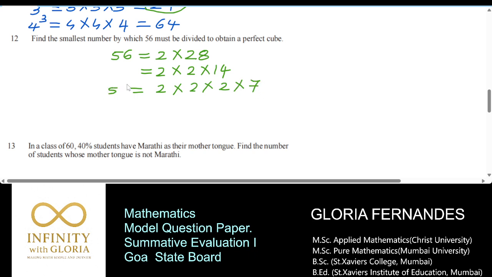Now since they have asked for the cube, you need a group of 3. So here 2 you have as a group of 3, but 7 is an extra number here, right? 7 is an extra number. So if I divide this number by 7, I will get a perfect cube. So the smallest number by which 56 must be divided to obtain a perfect cube is 7. Because that is an extra term over here that has not appeared 3 times. So we will divide by that number.